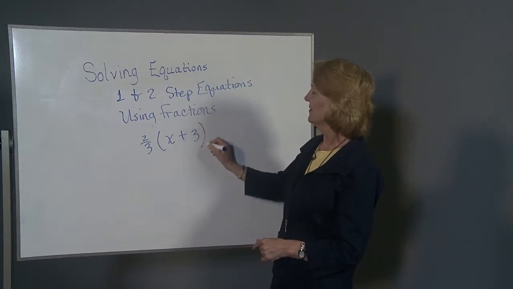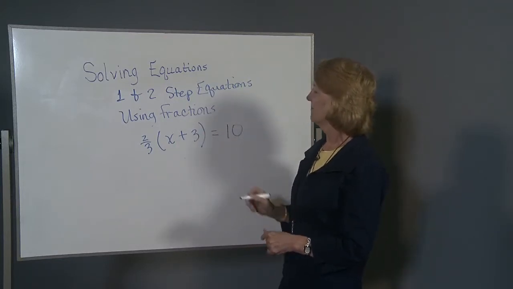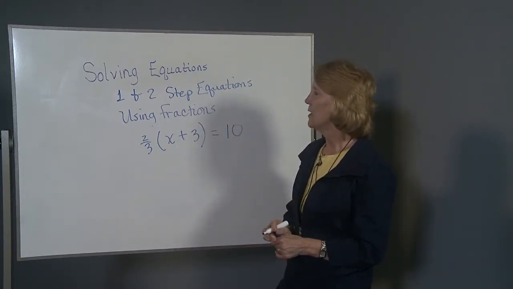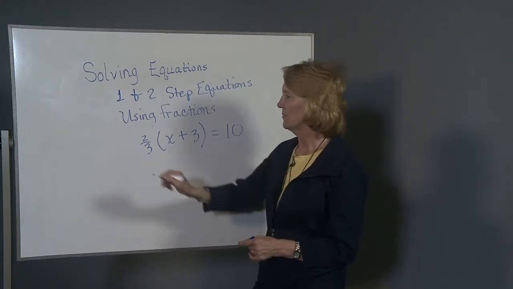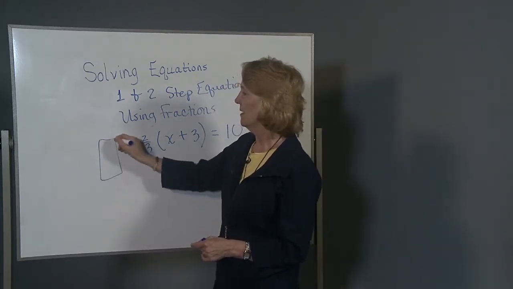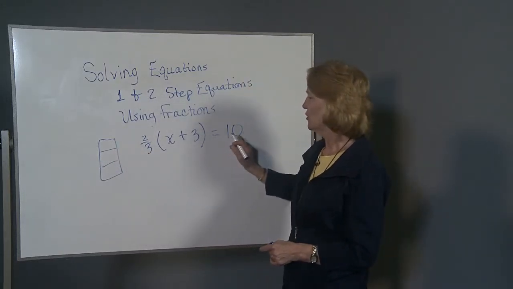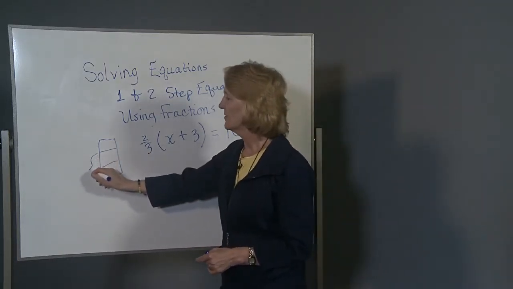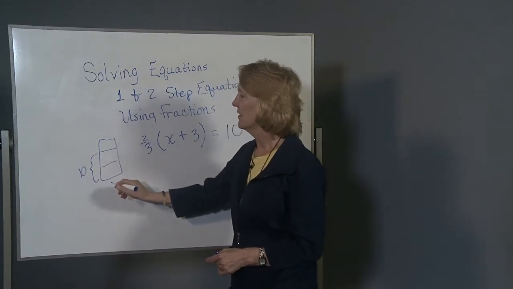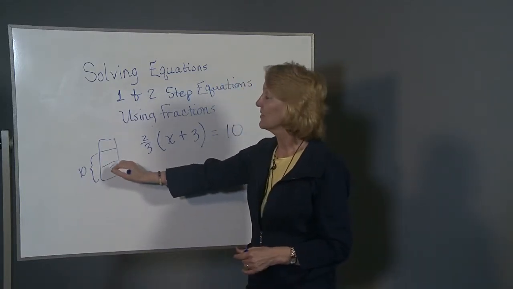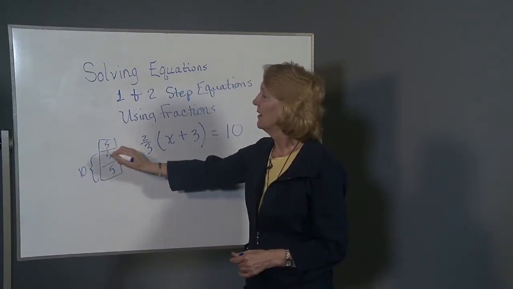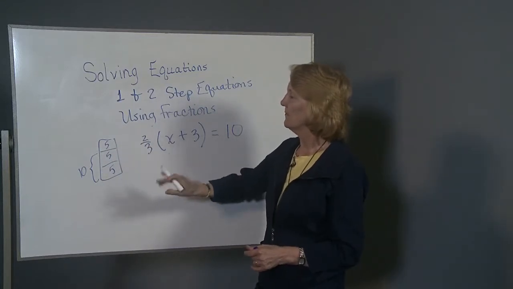2/3 of a number equals 10. That means you had a candy bar. There's 3 parts. 2 parts make 10. So these parts make 10. They have to be 2 equal numbers, so they had to be 5. So the whole thing must have been 15.